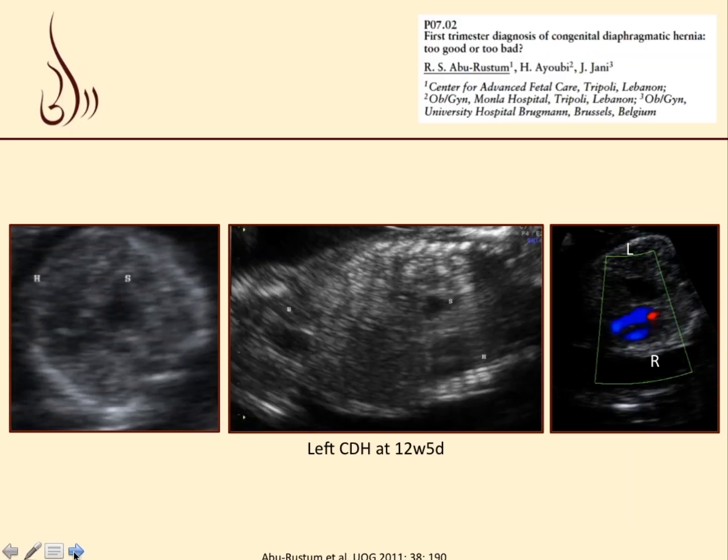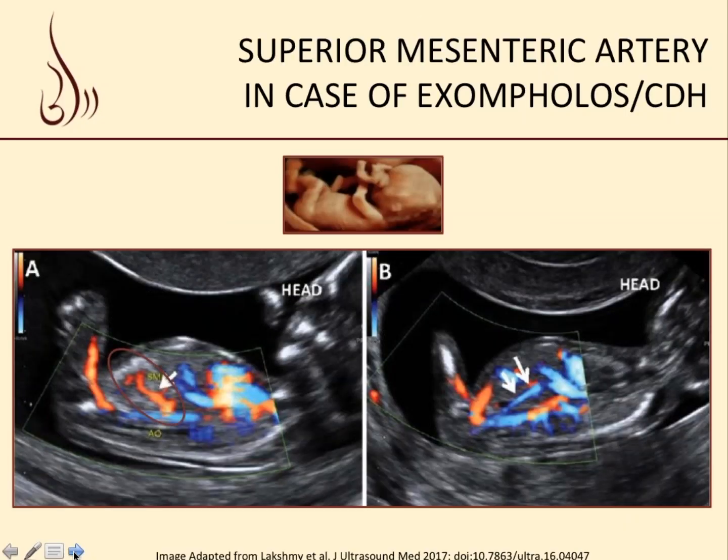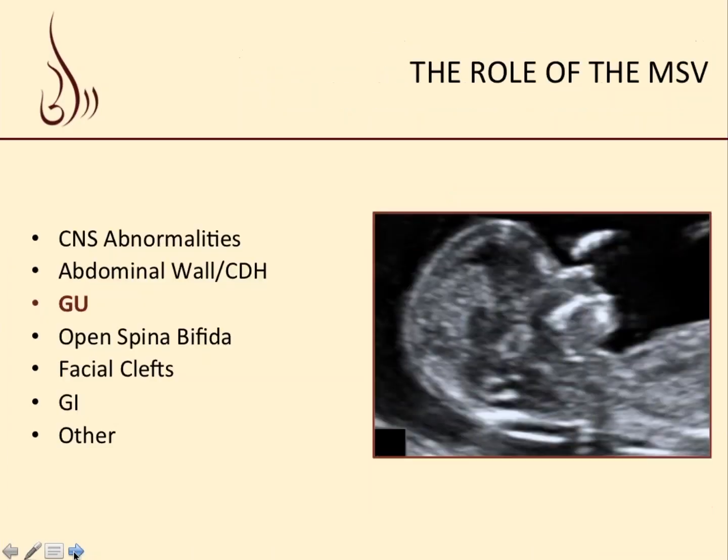In normal cases, remember that the superior mesenteric artery has a direction of flow that is downwards. It is parallel to the umbilical artery. However, in the recent study in the Journal of Ultrasound in Medicine, they were able to show that in cases of exomphalus or a congenital diaphragmatic hernia, the direction of the superior mesenteric artery changes. And so now it is upwards, no longer parallel to the umbilical artery. So this would be helpful for pointing towards a congenital diaphragmatic hernia. I personally believe this is its primary role, not with an abdominal wall defect.